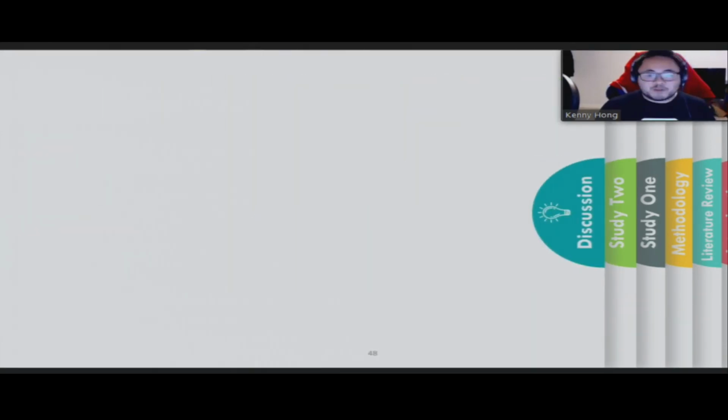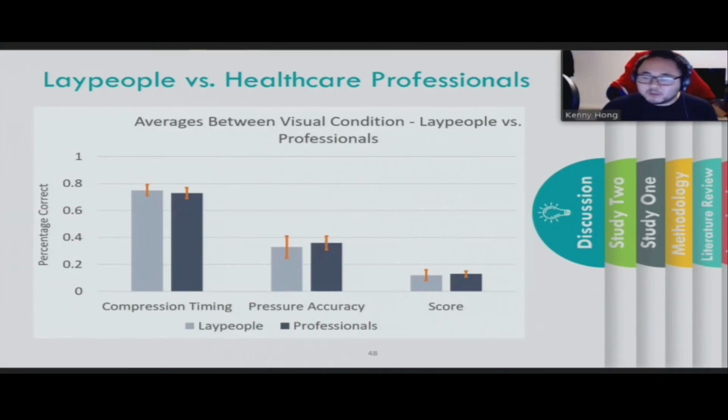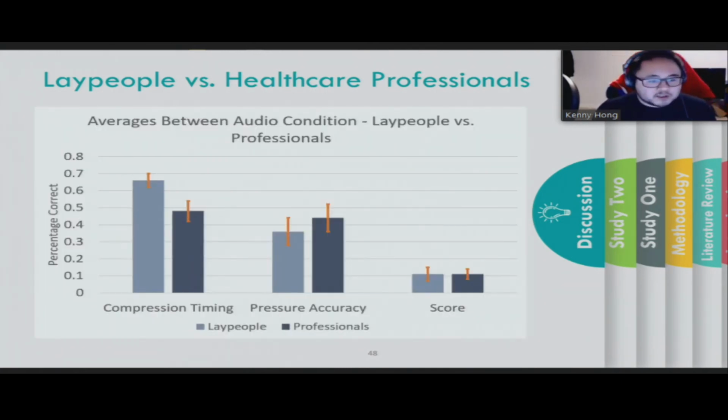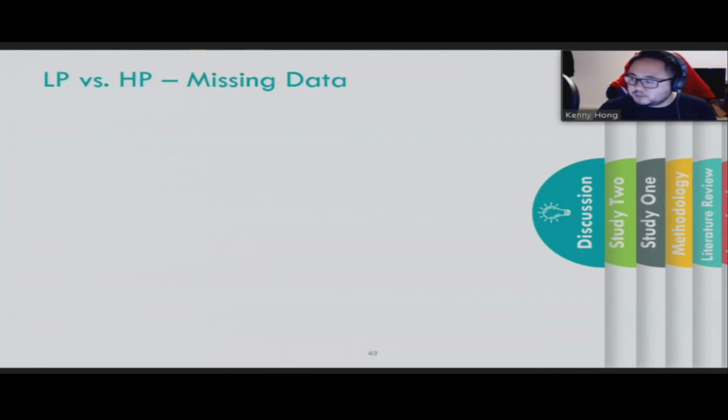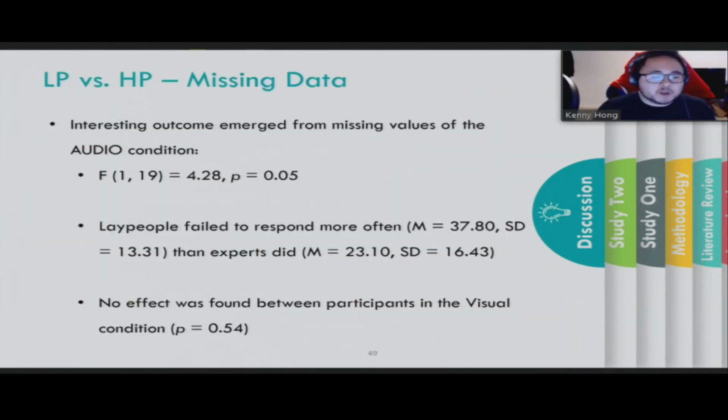So let's discuss what we found today. We found that there was no significant difference between the average of the visual condition between the lay people and the professionals. We also found that there was no significant effect between the lay people and professionals in audio as well. However, what we did find was that the non-healthcare professionals failed to respond more often with the audio condition. No effect was found between the participants in the visual condition.